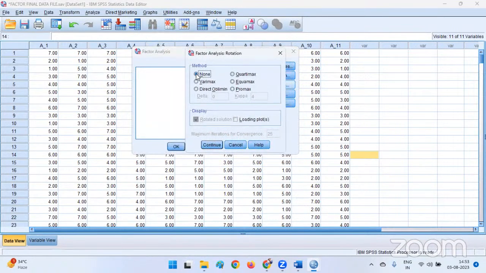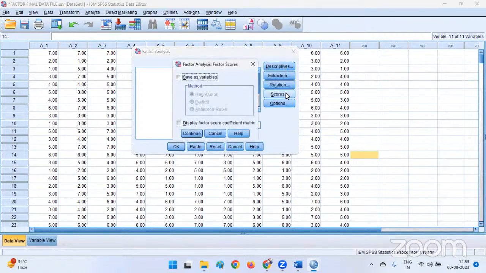Rotation is very important. By default, it is none. We take Varimax rotation. Two rotations are very popular, Varimax and Promax. Some people take Promax, some people take Varimax. There is no big difference. Varimax is more popular.